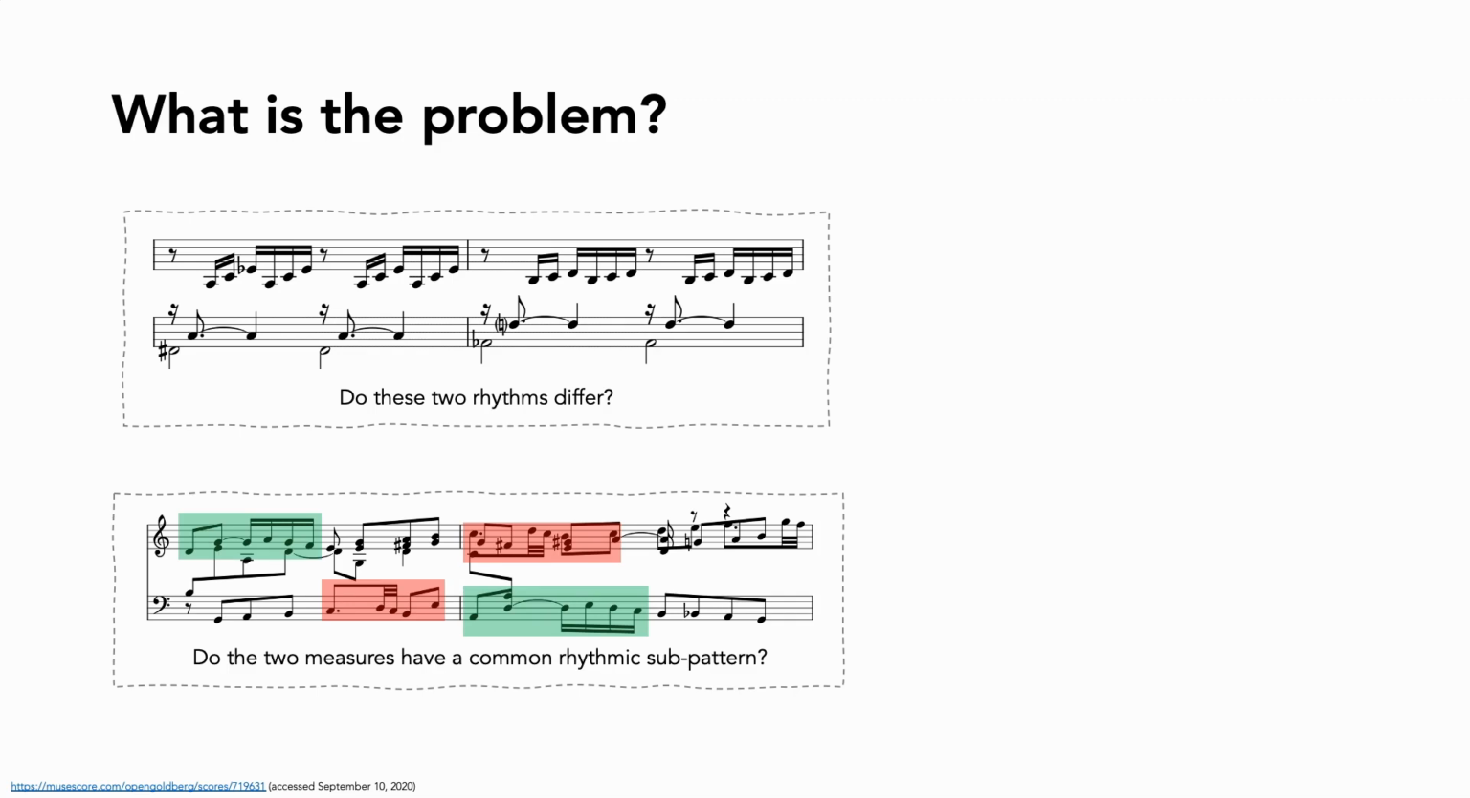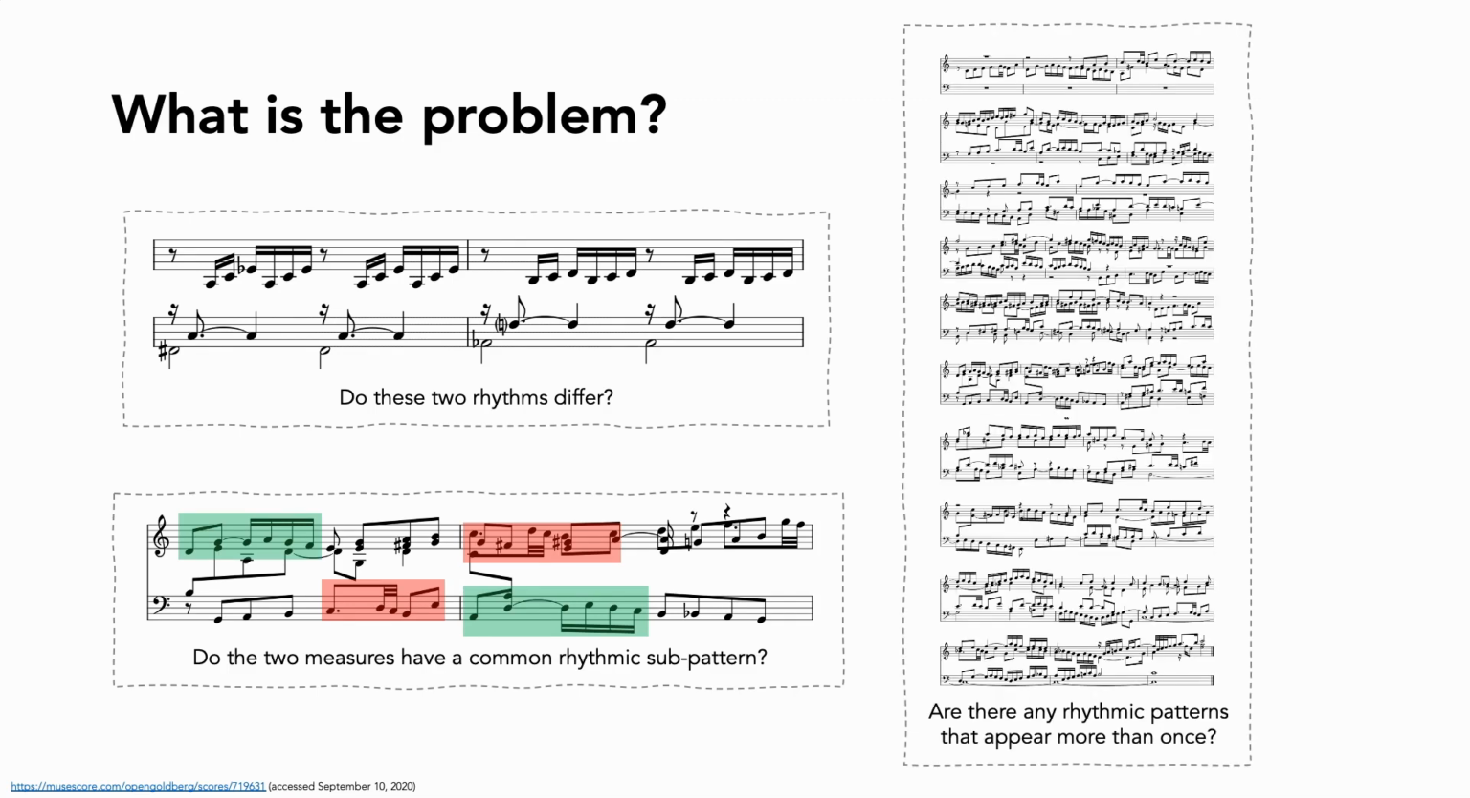Lastly, let's take a look at this larger excerpt. Can you tell whether there are any rhythmic patterns that appear more than once? It will take you some time to go through, so here are just some examples I identified for you. As you've seen, none of these questions have trivial answers, yet all of them are part of what could be the analysis of rhythm in a new piece of music you encounter.